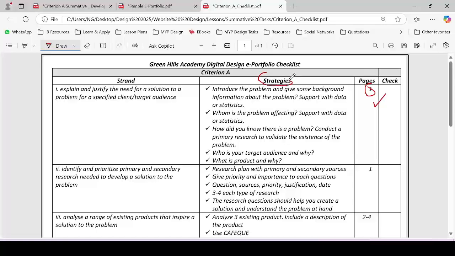Then, what are the strategies? What should encompass A1? In A1, we're looking at 2 command terms. Explain is a command term. Justify is a command term. So here we are looking at explain as a command term, then justify as a command term, the need for a solution to a problem for a specific client. Now this is something very important that you need to give more time. Specific client, not generalizing. For audience, you can generalize, but for a client, it must be specific.